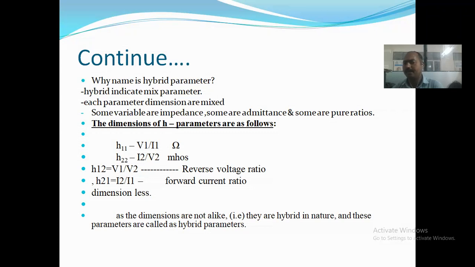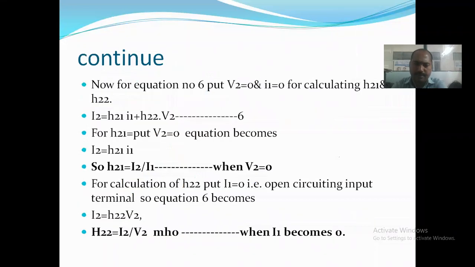So hybrid indicates that the output or output parameter coming with respect to the transistor has different dimensions. That's why it is called a hybrid parameter, right? So we have to calculate the hybrid parameters.